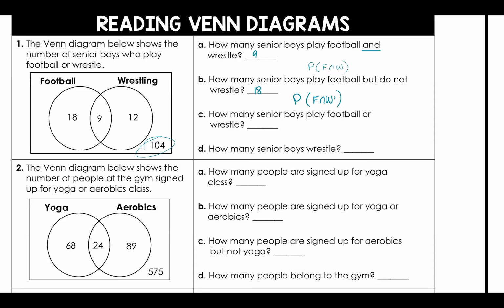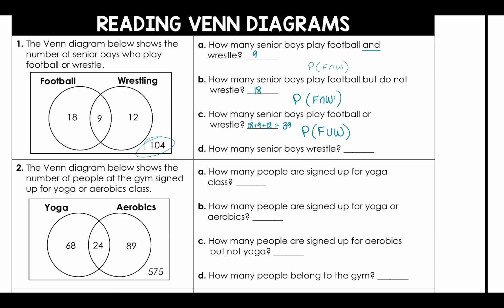How many senior boys play football or wrestle? Now you've got both. So the probability of football and then union, wrestling, football or wrestling, that would be all of them. So 18 plus 9 plus 12. And the reason I wrote that out is because sometimes we get 27 people played football and 19 people wrestled, and they try to add that together. But then you're double counting 9. And you'll see that when we get to two-way tables, you'll see that double count that we're going to eventually be able to take away.